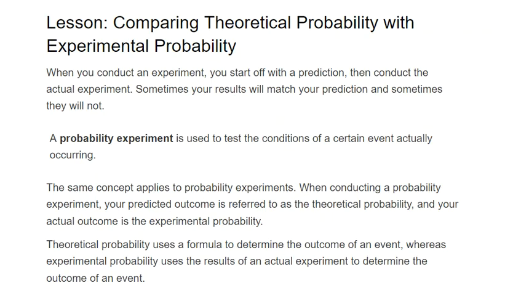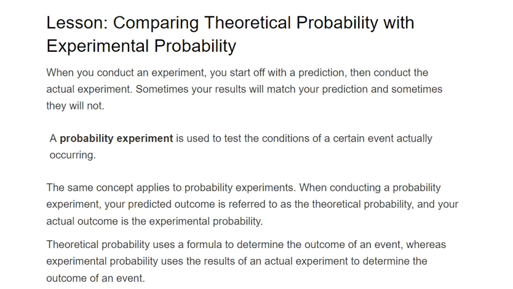So if you think about the coin flipping experiment that we did the other day, sometimes if you flip a coin 10 times, you'll get 5 heads and 5 tails. But sometimes when you flip a coin 10 times, you'll get 2 heads and 8 tails. So your theoretical probability and your experimental probability aren't always the same.